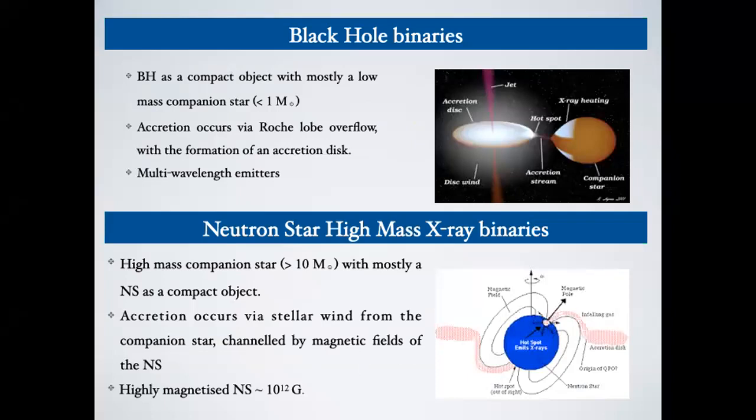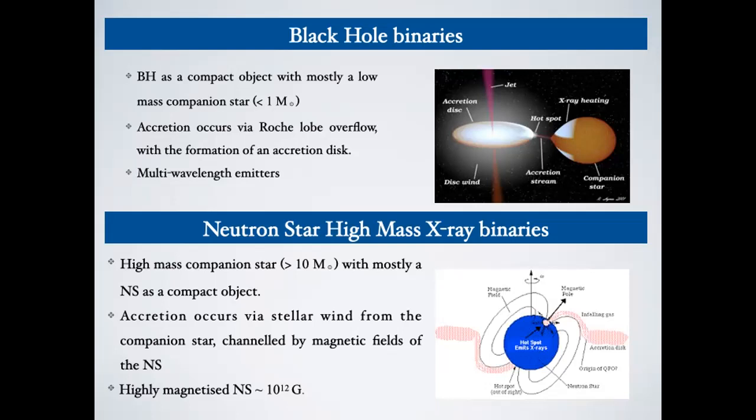What happens is the companion star accretes matter from the stellar wind itself. So instead of forming an accretion disk, it directly starts accreting the matter. And because these are highly magnetized neutron stars, they have a magnetic field of the order of 10 to the power 12 Gauss. The matter then gets modulated by the magnetic field lines. So sometimes you see the presence of an accretion disk, but in most cases you don't find an accretion disk in a high mass X-ray binary, and the matter gets modulated by the magnetic fields of the neutron star.